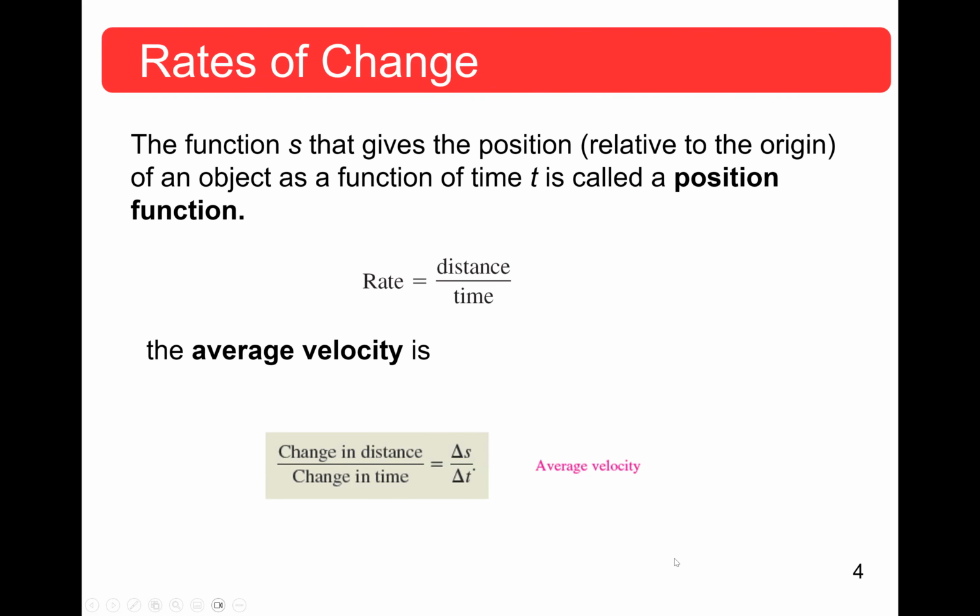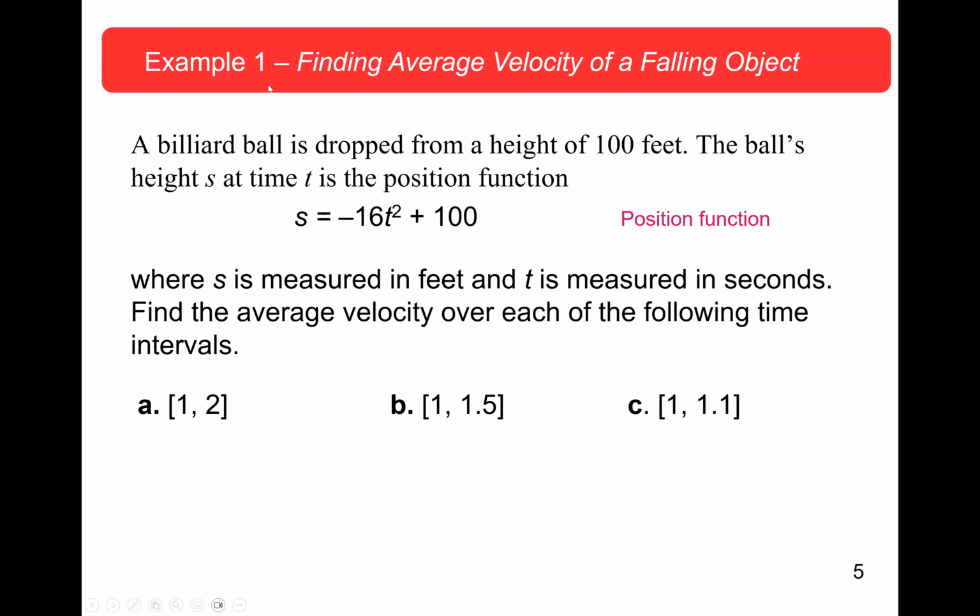So a function s that gives the position, which is relative to origin, of an object as a function of time t, is called the position function. And the rate is equal to distance over time. So the average velocity will be the change in distance divided by change in time, which is ds over dt. And so let's see one example.